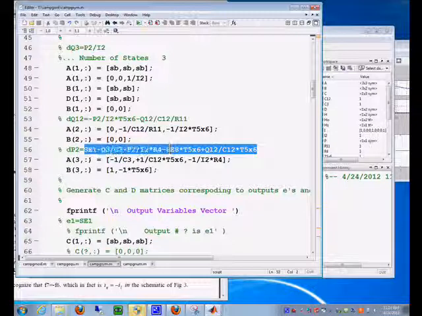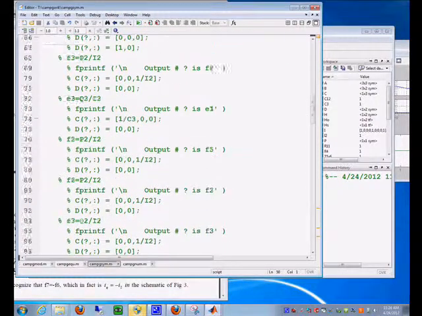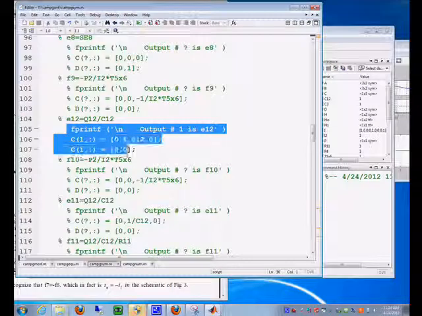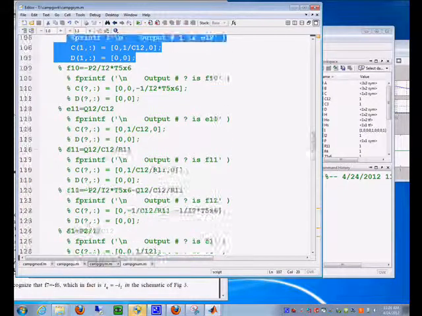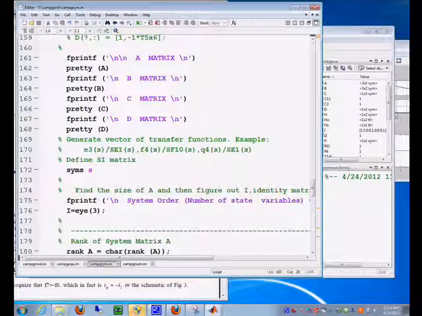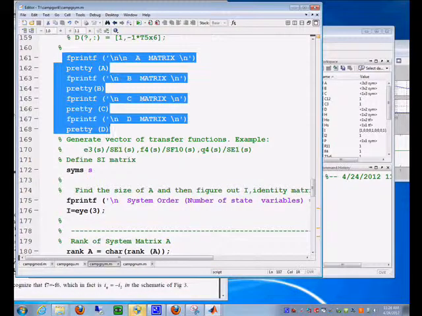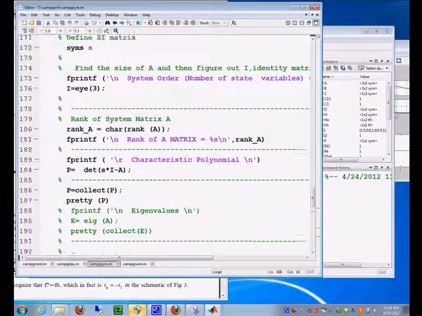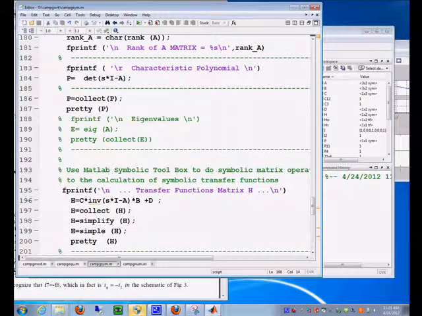Generate C and D matrices corresponding to the outputs. Well, yeah, remember I activated this one, see? So that's my output was the E12. And then the computer figures it out, the matrices right here, see? And then using the matrices finds the transfer function. That is done right here. See?